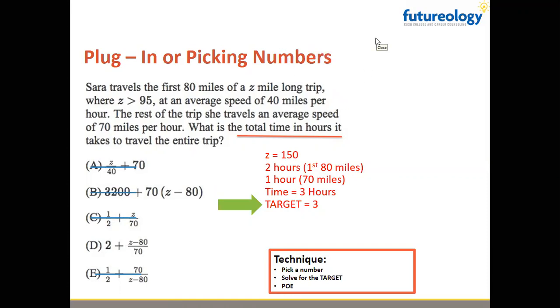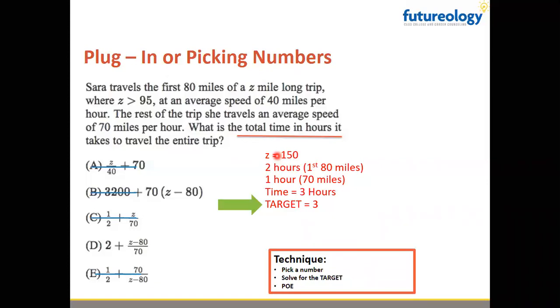Anonymous said, how did you see that the 70 miles per hour would be an hour? Well, great question, but it's right here. The rest of the trip she travels at an average speed of 70 miles per hour. So she had to travel 70 miles because they did 80 miles of a 150-mile trip. That means there's 70 miles left of the trip. If she travels at an average speed of 70 miles per hour, it takes her 1 hour. Did that make sense? There was 70 miles left, traveled 70 miles per hour. That means it took 1 hour.